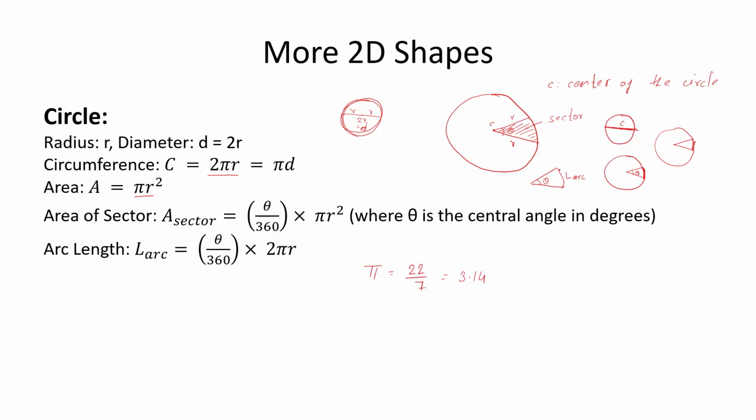Arc length is given a sector. This is the arc length. So arc length is given by theta upon 360 into the circumference of the circle.